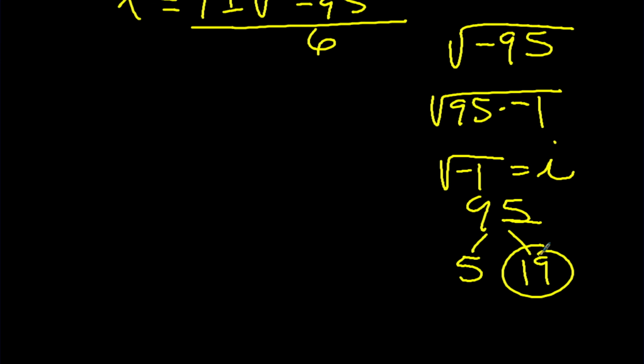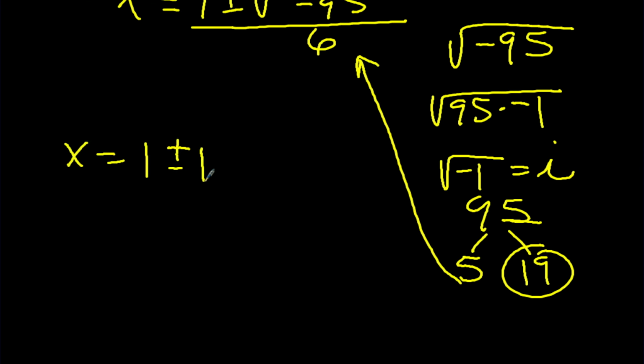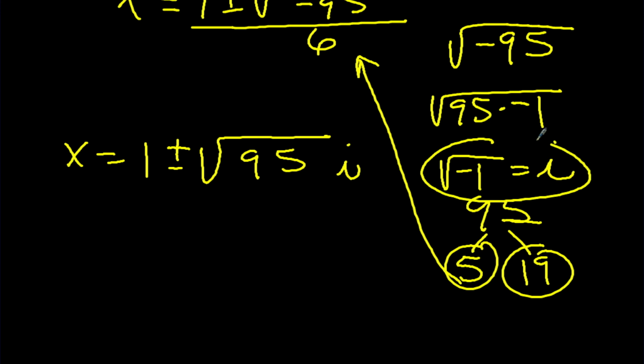So I'm going to take this information and put it back into my equation back up here. So x is going to equal 1 plus or minus the square root of, and I can't take the square root of either one of these, 5 or 19, so I'm going to leave it as 95. So the square root of 95i, because I took care of that with the square root of negative 1, all divided by 6.